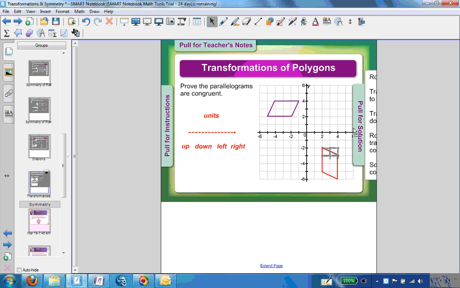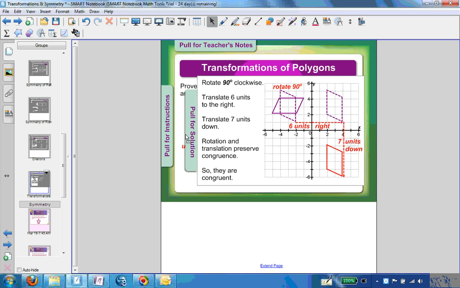And again, in this example, we have several transformations happening. We have a translation where we're moving the figure, as well as a rotation. So the figure was rotated 90 degrees. It translated 6 units to the right, translated 7 units down, and then rotated and translated together, keep the congruency of our parallelogram.